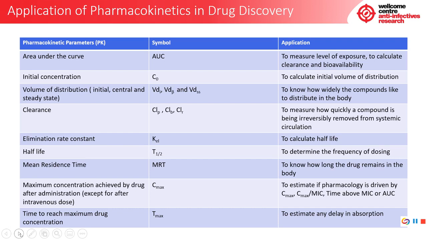The maximum concentration achieved by a drug after administration, except for after an intravenous dose, is Cmax. It exists to estimate if pharmacology is driven by Cmax, or by Cmax over MIC, or by time above MIC or AUC. The time to reach maximum drug concentration, Tmax, is to estimate any delay in absorption, such that a good drug will be maximally absorbed by 1 hour, and the further the Tmax comes, the more delayed the absorption is for that drug.